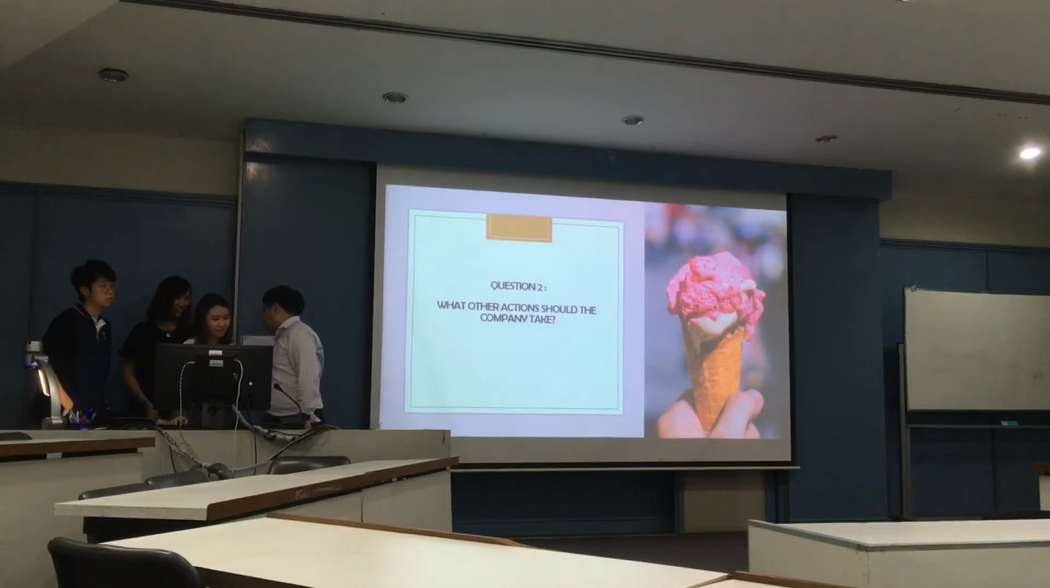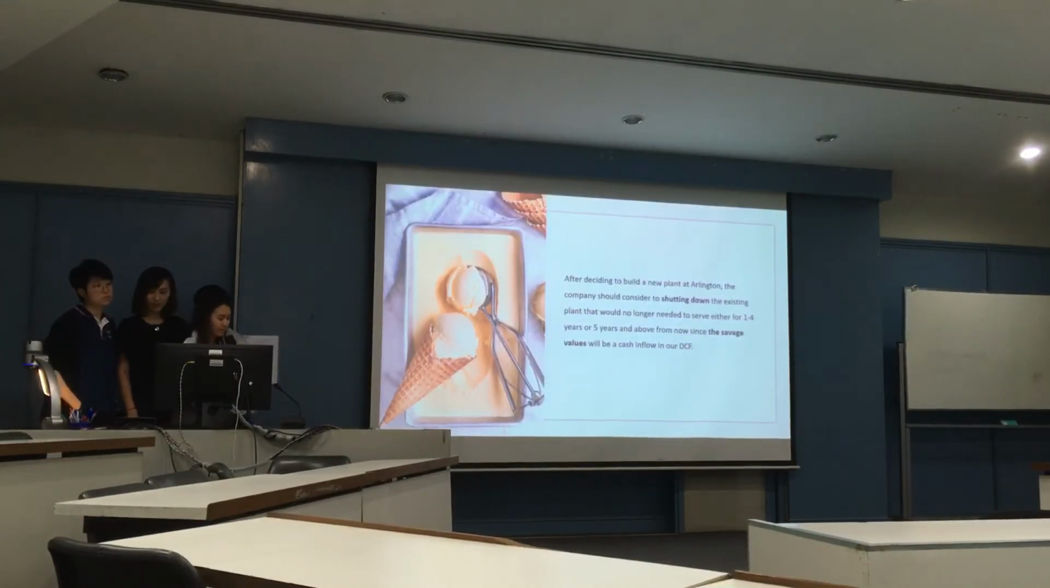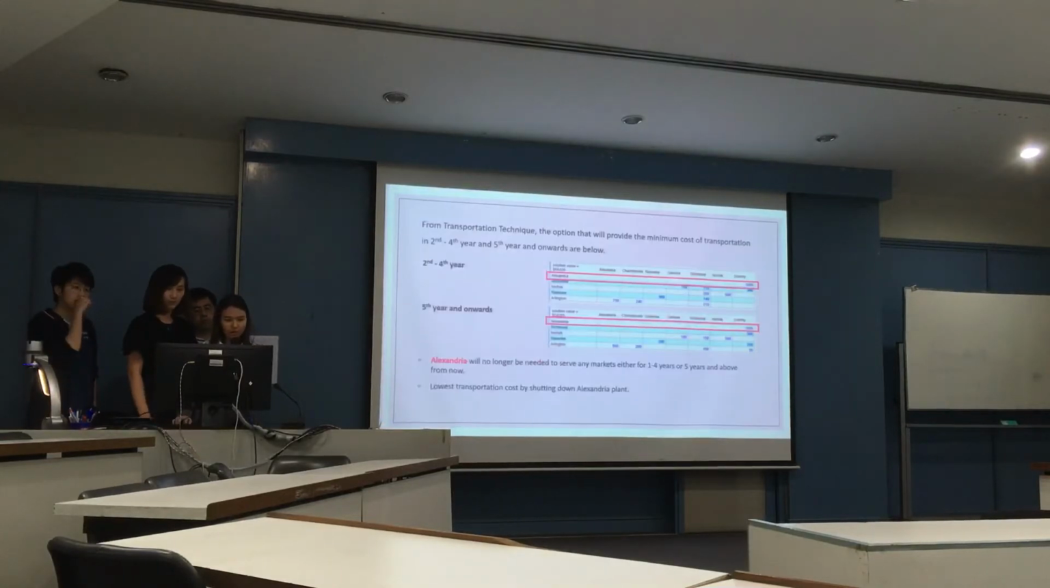So the question to you is, what other option can we choose? Instead of building the new plant, the other option is shutting down one of the existing plants, based on the minimum cost using the transportation technique, where we can see that the Alexandria plant isn't used to serve the market. So by this method, we can see that we need to shut down the Alexandria plant.